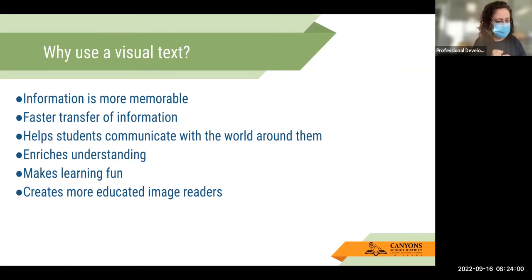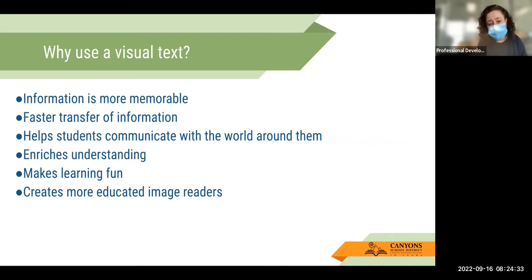It enriches understanding because while the image is used to introduce the content of the lesson, you can often accompany it with a text or an audio. And just by looking at a picture, the students can go deeper, and we can guide those questions. We can help them go deeper and deeper into analyzing the visual text. And we're going to do that all together.